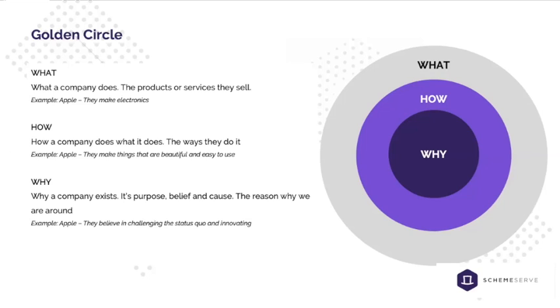How they do it, and how a company does what they do, the ways they provide those services or products. So again, for Apple, they make things that are beautiful and easy to use. That's how they do it. They take the electronics, they make them beautiful and easy to use. That's their how. Now, when it comes to the why, it is so important.